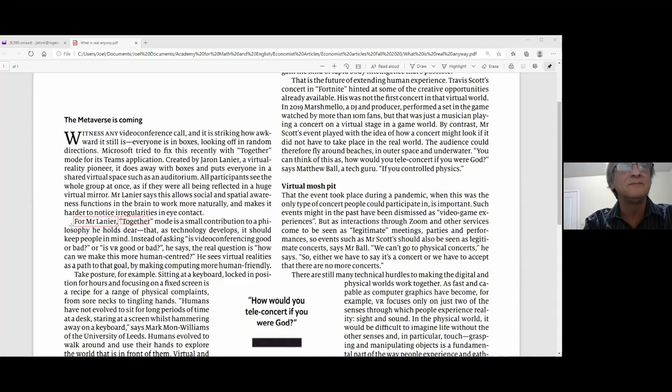For Mr. Lanier, together mode is a small contribution to a philosophy he holds dear, that as technology develops, it should keep people in mind instead of asking, is video conferencing good or bad, or is VR good or bad? He says the real question is how can we make this more human-centered? He sees virtual reality as a path to the goal, by making computers more human friendly.